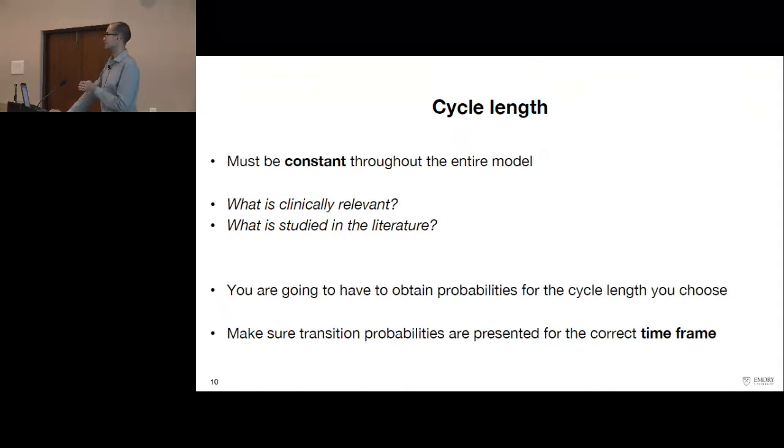When you're selecting the cycle length, one thing to keep in mind is that you will need to find transition probabilities between health states that are appropriate for that particular time frame, the cycle length. So let's say the chance that someone who's healthy will get breast cancer is 1% within a year, but for some reason you decide to use a cycle length of 1 month, then you will have to adjust the probability accordingly.